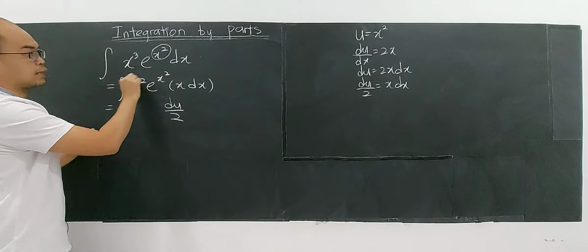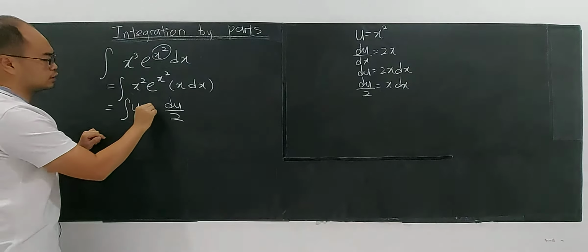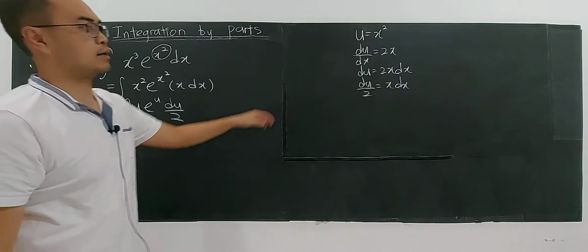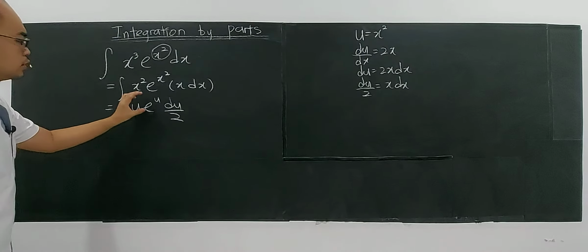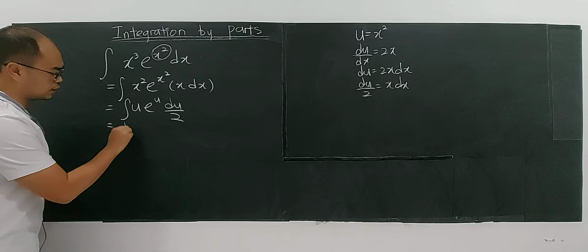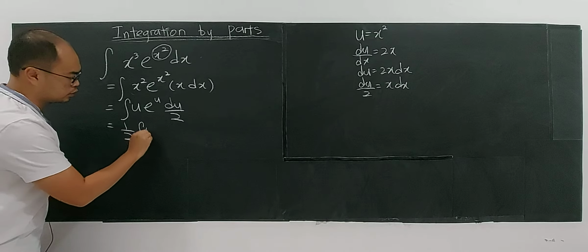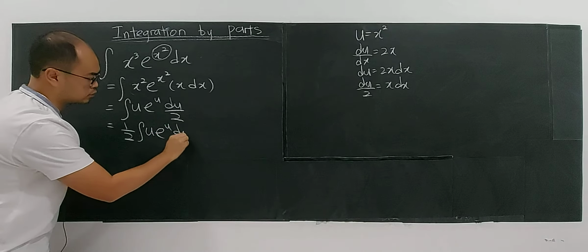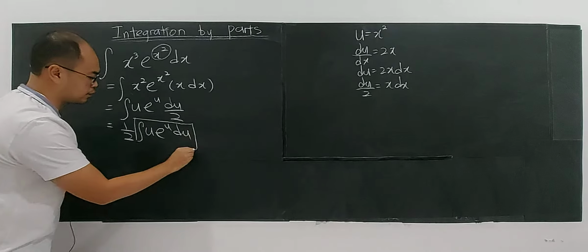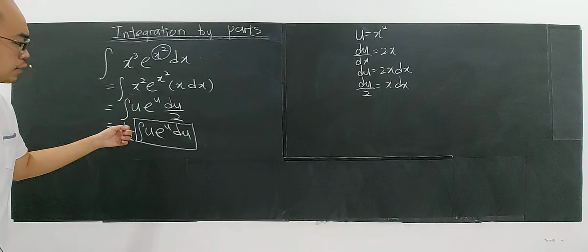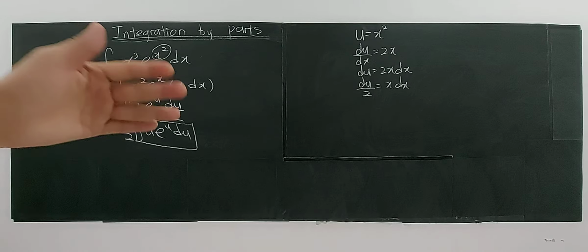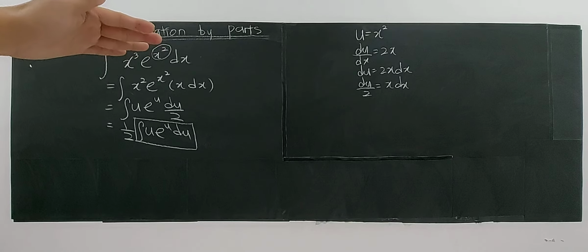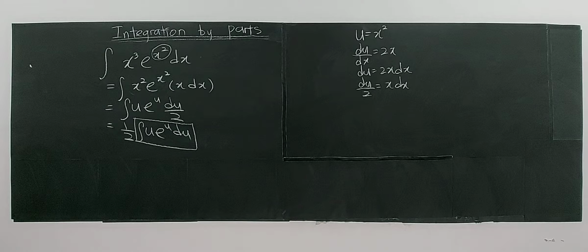Then x squared can be replaced with u. So it becomes u e to the u, du over 2. Then I rewrite it as 1 over 2 integral of u e to the u du. So now we just focus on this part, which you have learned: integration by parts. So for these cases, we apply the substitution method followed by integration by parts.